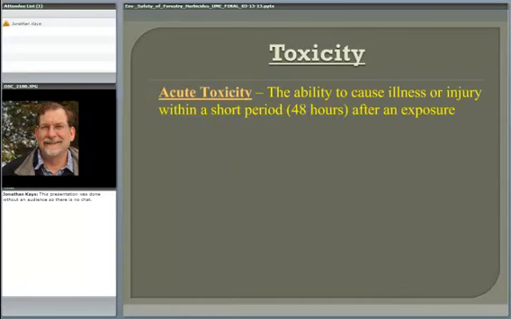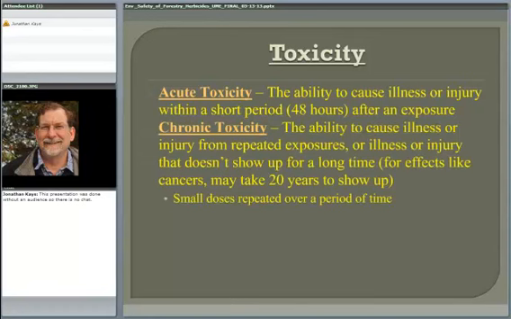Toxicity is measured in two ways. One is acute toxicity, and that's the ability to cause illness or injury within a short period of time, say within 48 hours after exposure. And the other is chronic toxicity, and that's the ability to cause illness or injury from repeated exposures, or illness or injury that doesn't show up for a long time.